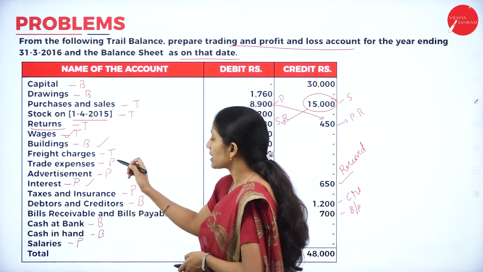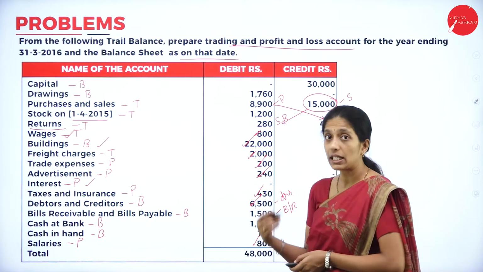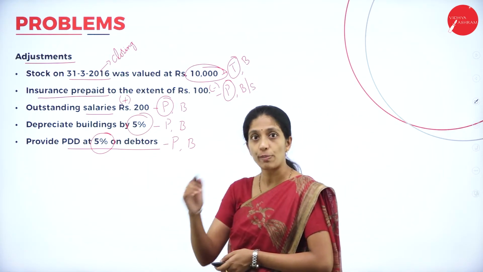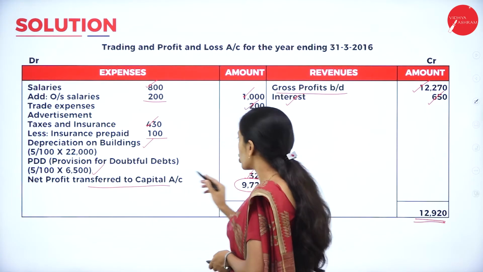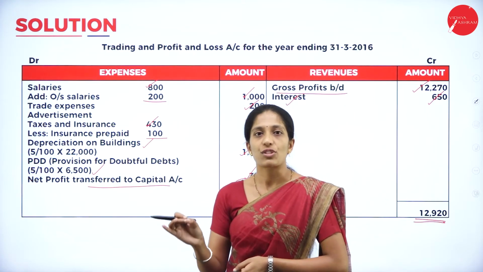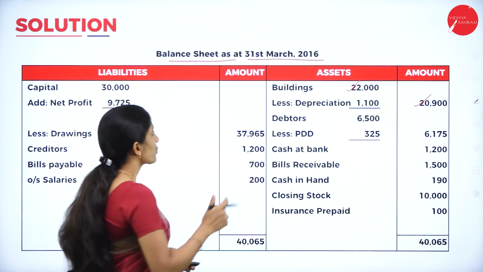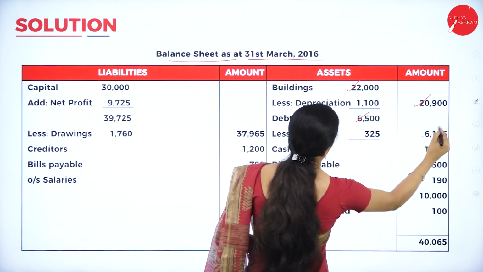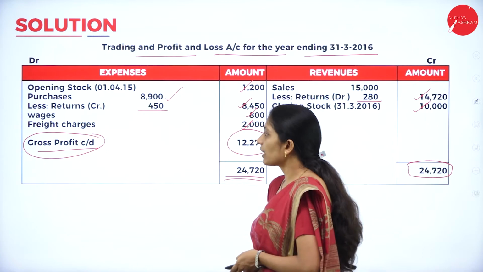In the same way, go through the next asset. So which is the next asset after building? Yes, we have debtors 6,500. But there is a provision, correct? Provision of 5%. So minus that provision. So how do we write? So what is the provision amount? 325. So debtors 6,500 minus provision 325. So debtors 6,500 less PDD 325. So outer column 6,175.